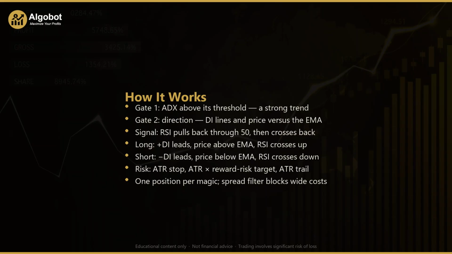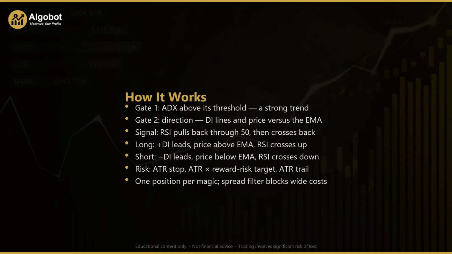Next comes direction. For a long setup, the plus DI line must be above the minus DI line, showing that buyers are the dominant force, and the closing price must be above the exponential moving average baseline, confirming the broader trend is up. For a short setup, the mirror applies. The minus DI must be above the plus DI, and price must be below the moving average.